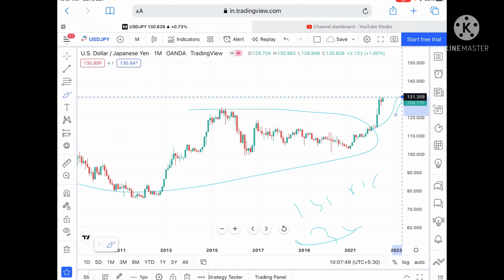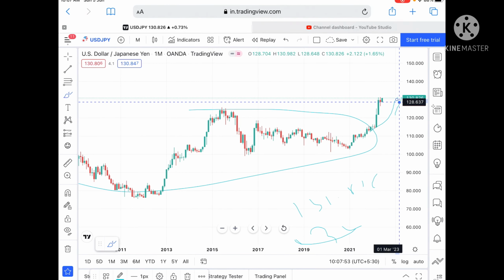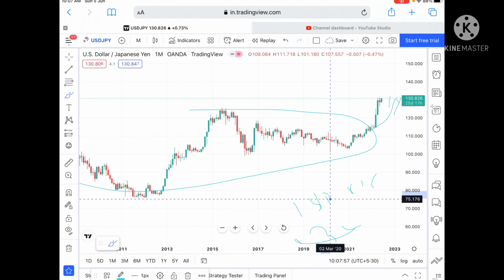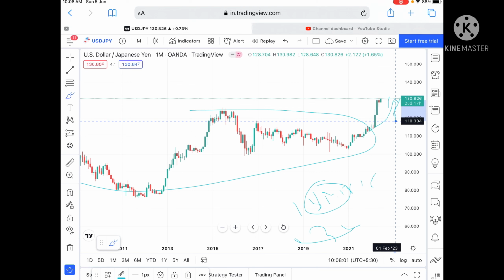Or if this level doesn't sustain, then we can see it can touch a level of 128.367, and from there it can come down again to a level of 125. Once it goes below this level, then we can see it can go further down.